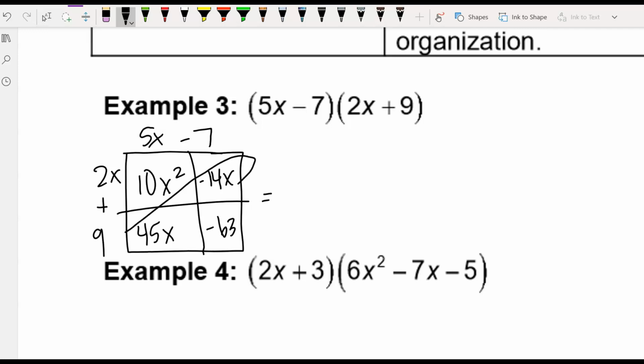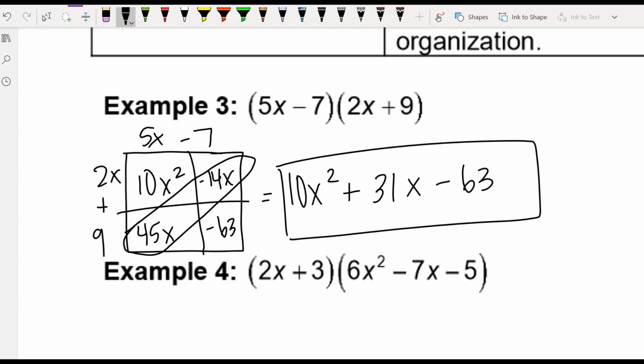So then we combine like terms. So 45 minus 14 is going to be a positive 31x minus 63.